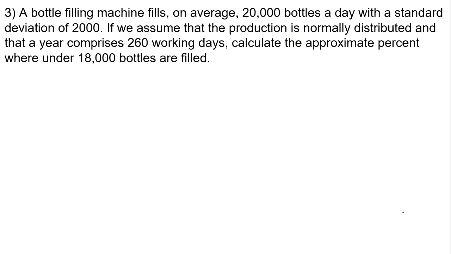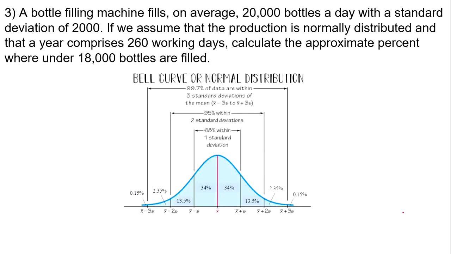Okay, so a bottle filling machine fills, on average, finally a context. Thank you, Littlefield, for making an actual context to a problem. Okay, a bottle filling machine fills on average 20,000 bottles a day with a standard deviation of 2,000. If we assume that the production is normally distributed, okay, draw a bell curve, done. And that a year comprises 260 workdays, calculate the approximate percentage where under 18,000 bottles are filled.